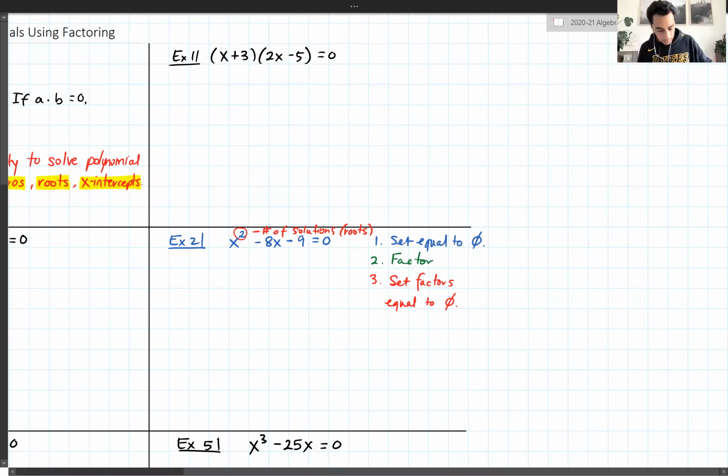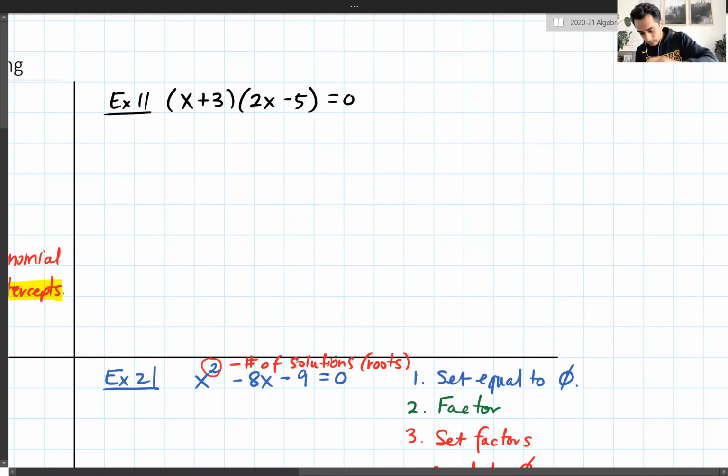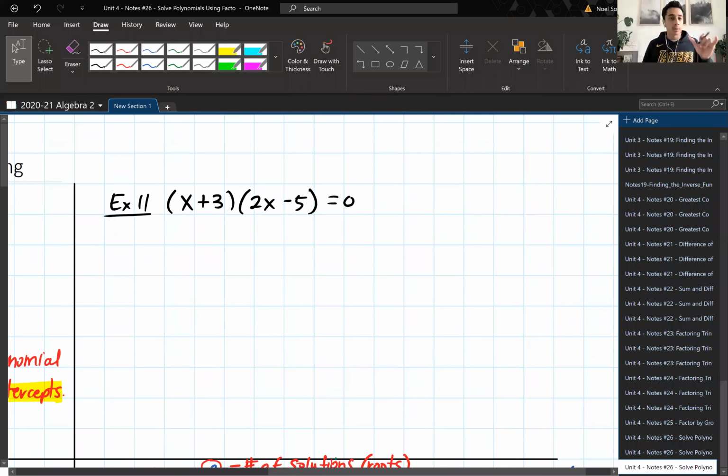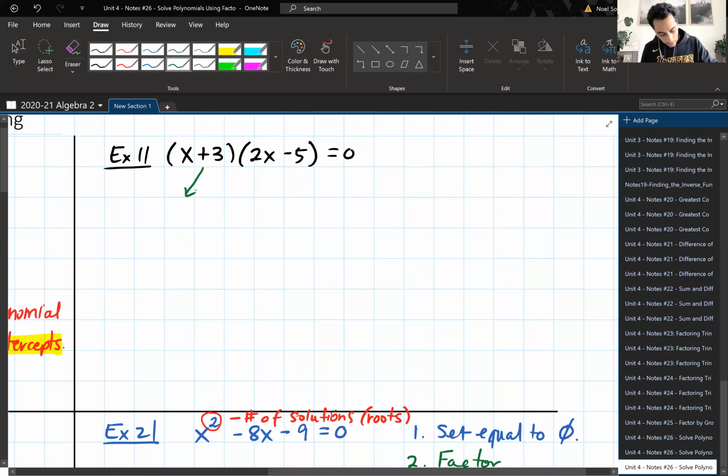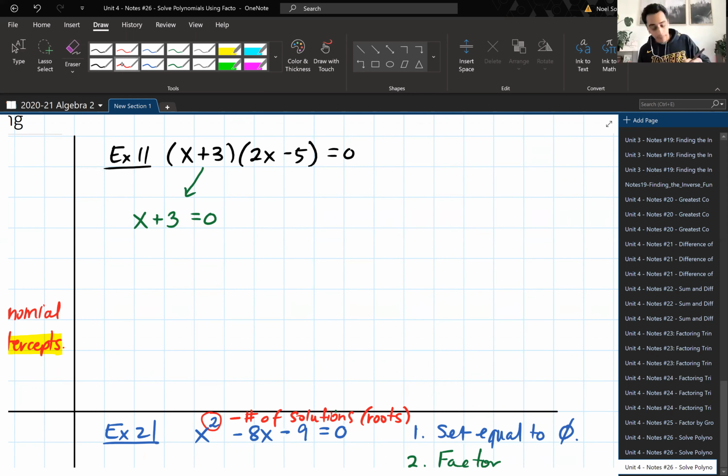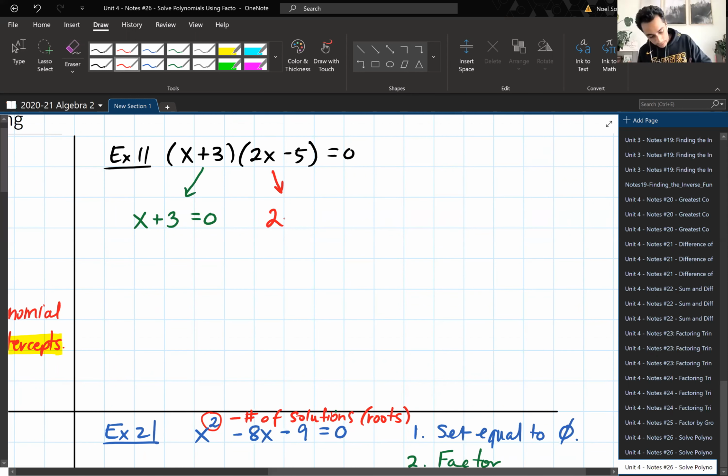If we move into example number 1, what you have is the product of two factors. The first factor is x plus 3. The next factor is 2x minus 5. The product of those two factors equals 0. So we get to use the zero product property, which tells us I need to split this into two equations. The first one is to take my first factor, which is x plus 3, and set that equal to 0. And then I also need to set my other factor, 2x minus 5, equal to 0 as well.